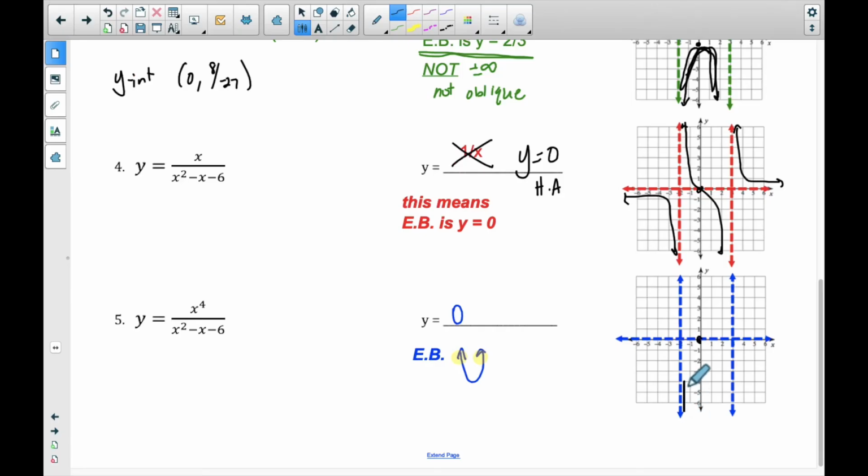Okay, so we had this middle section that was touching the 0, 0, but staying within the asymptotes, and then we had 2 floaters over here on the 2 sides. And so there's our graph.